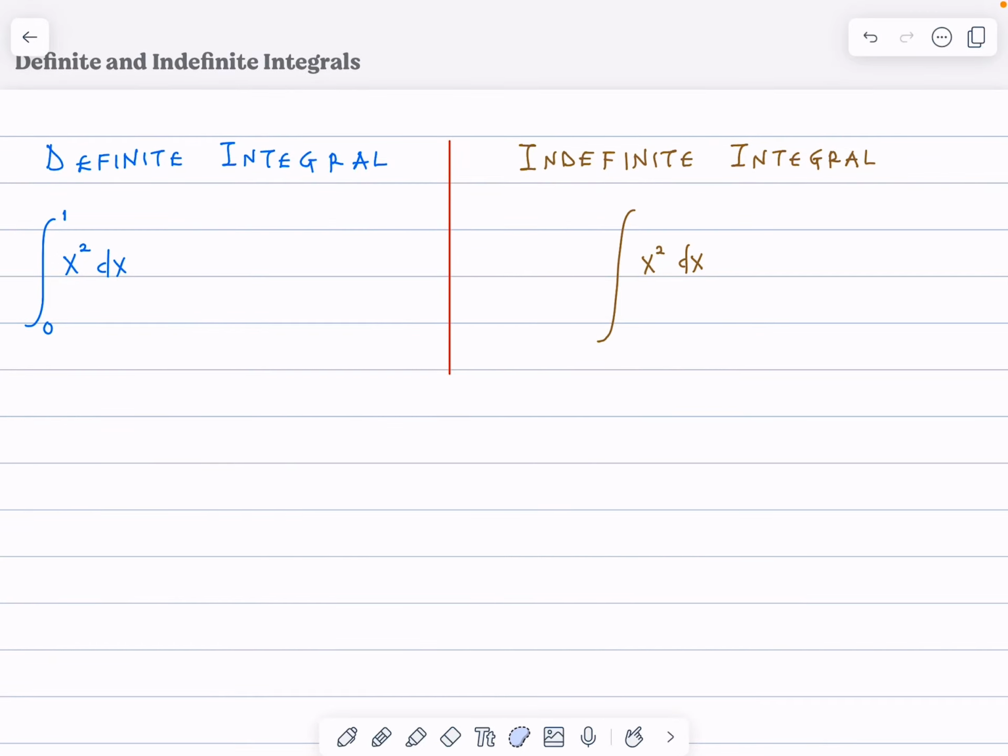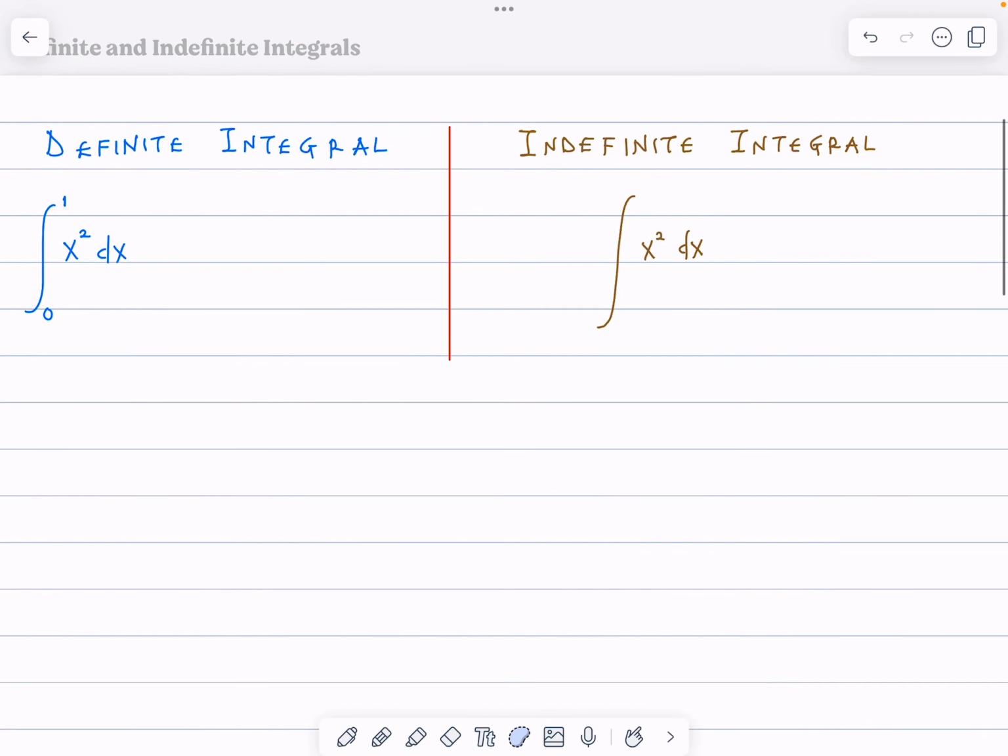Hello friends, I'm going to explain definite and indefinite integrals using this example. So for a definite integral, how do you know that an integral is definite? The way you know is that when you look at the integral, you look at its limits or bounds. We have the lower limit which is 0 and the upper limit which is 1, right?